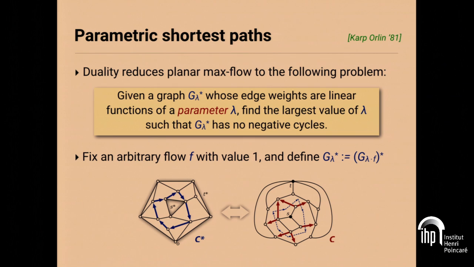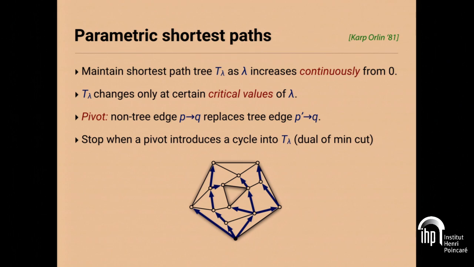Right, I mean that's the problem, right? I can't actually really algorithmically do things continuously. Okay. But I'm going to end up doing something very much like what I did yesterday, which is I'm actually just going to look for critical values where some structure changes. And that structure is a shortest path tree.